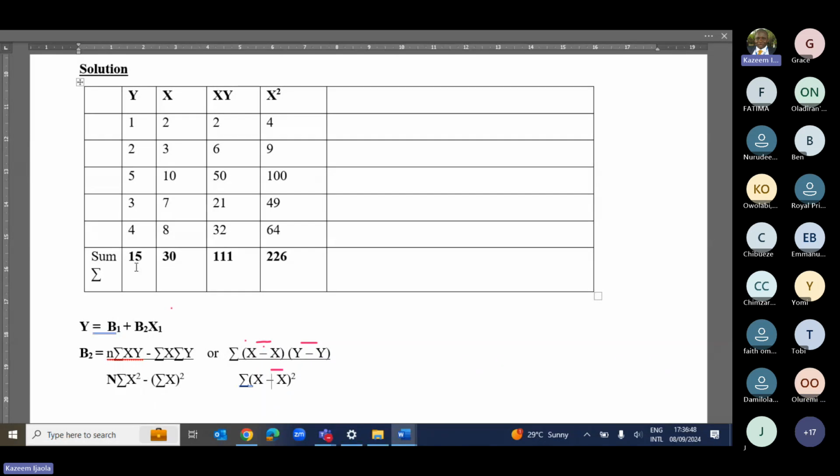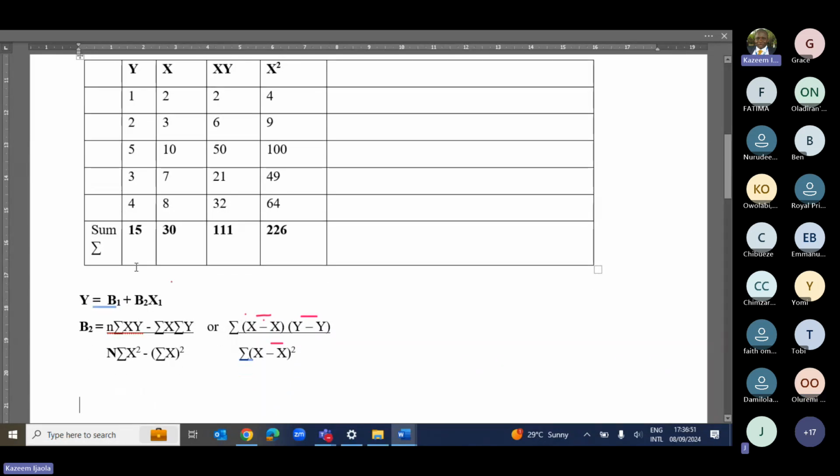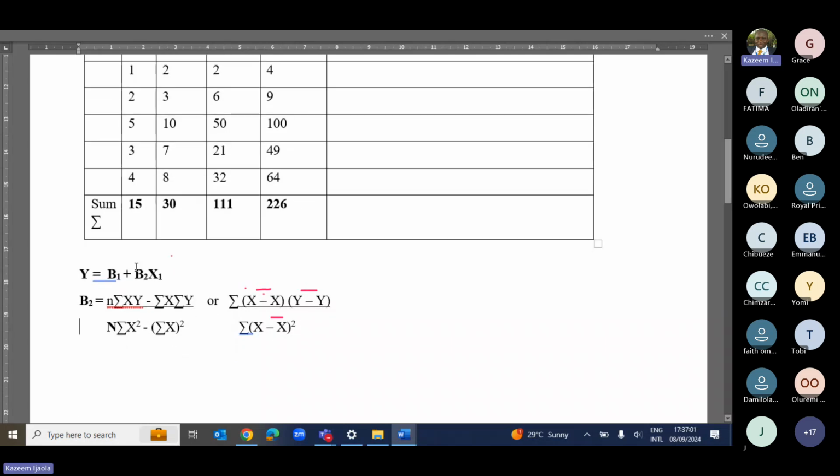So we just slot in 226, which is 4 plus 9 plus 100 plus 49 plus 64. So how do we get to the slope? I'm using this first equation, not the second one. So I will say beta 2 equals n. What is my n? n is your number of observations.